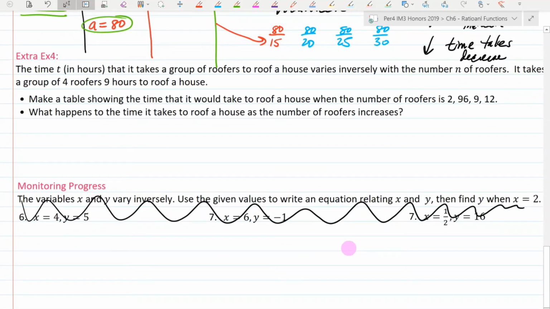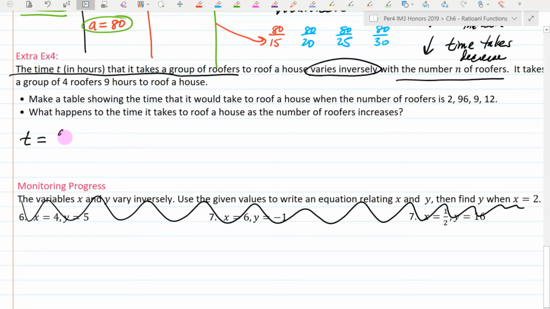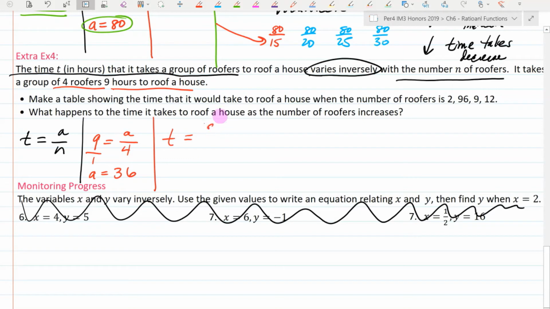All right, so hopefully you finished this already. The time it takes in hours for roofers varies inversely with the number of roofers. It takes 4 roofers, so N is the number of roofers, you could use R if you want to, 9 hours. So A is equal to 36. So T is equal to 36 over N.